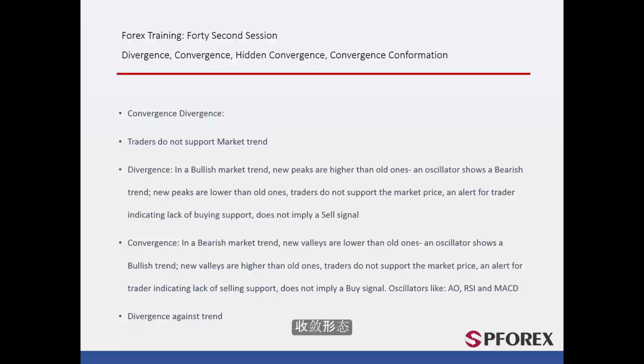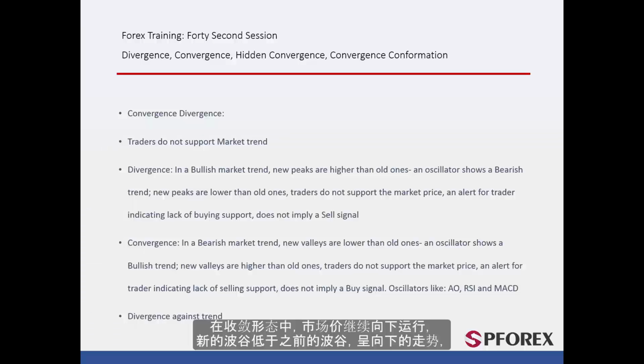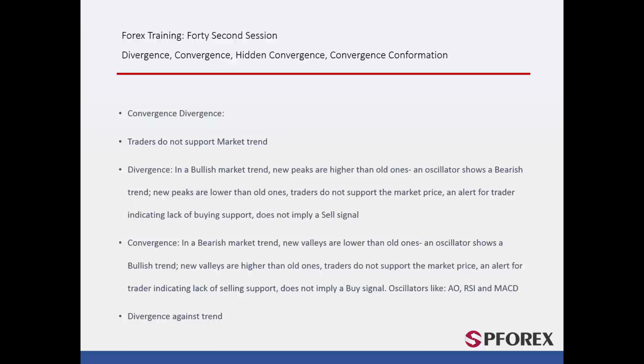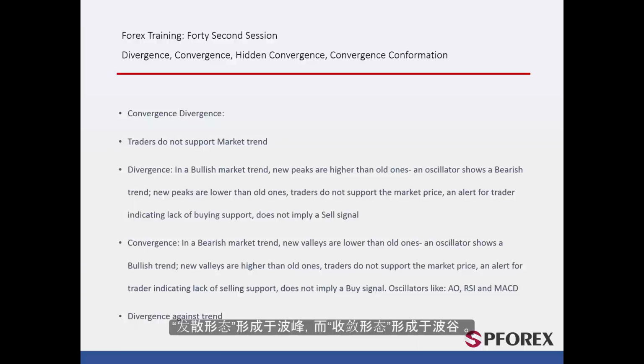Convergence or negative divergence. In convergent state, market price continues its decreasing direction, and new valleys are lower than earlier valleys with a downward trend. However, oscillated trend is increasing, and new waves and valleys are higher than earlier valleys. This shows that traders do not support further fall, yet market price is decreasing. Convergence does not indicate any buy order, but it discourages traders from placing sell orders. It is recommended that traders close their sell orders. Divergence is formed on peaks, while convergence is formed on valleys.